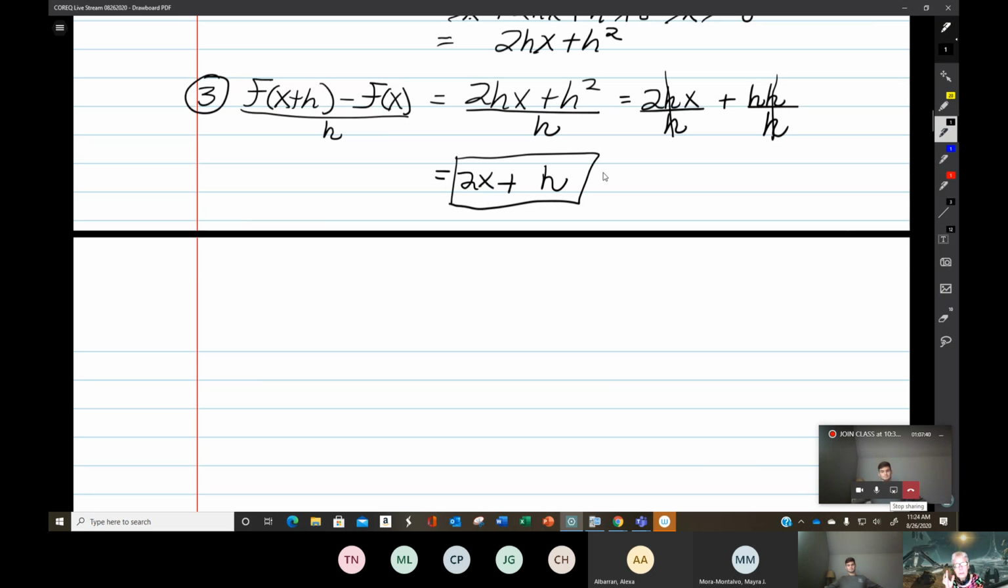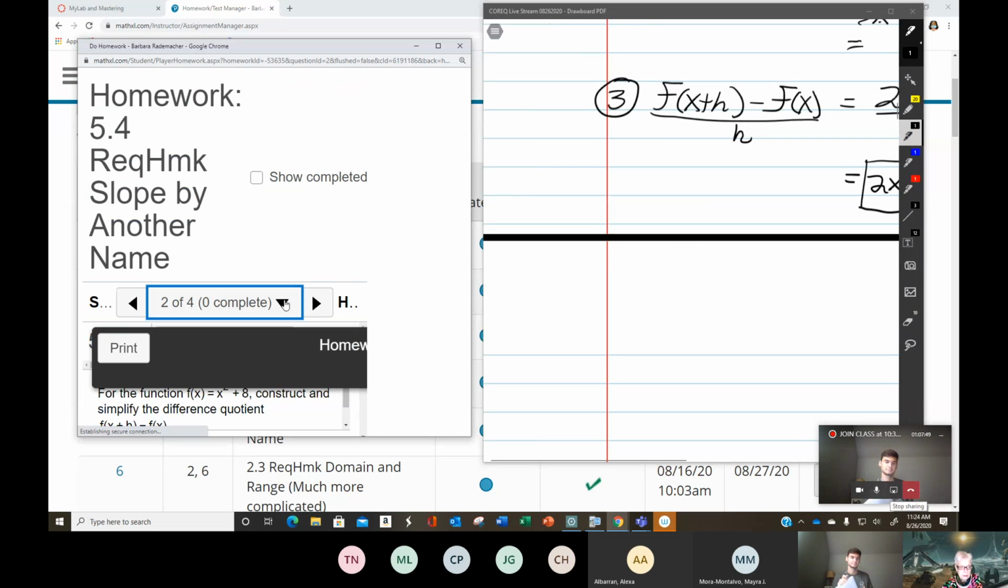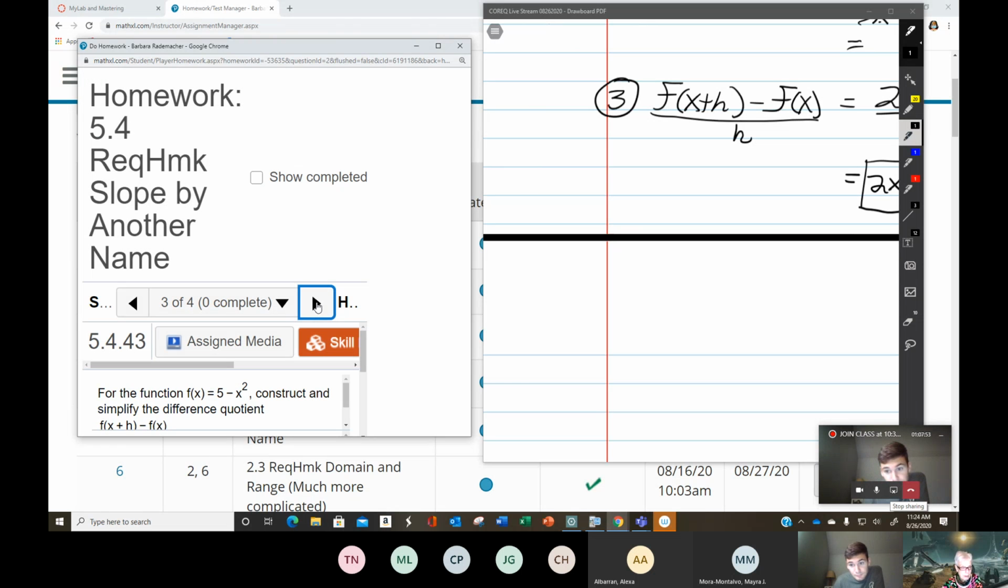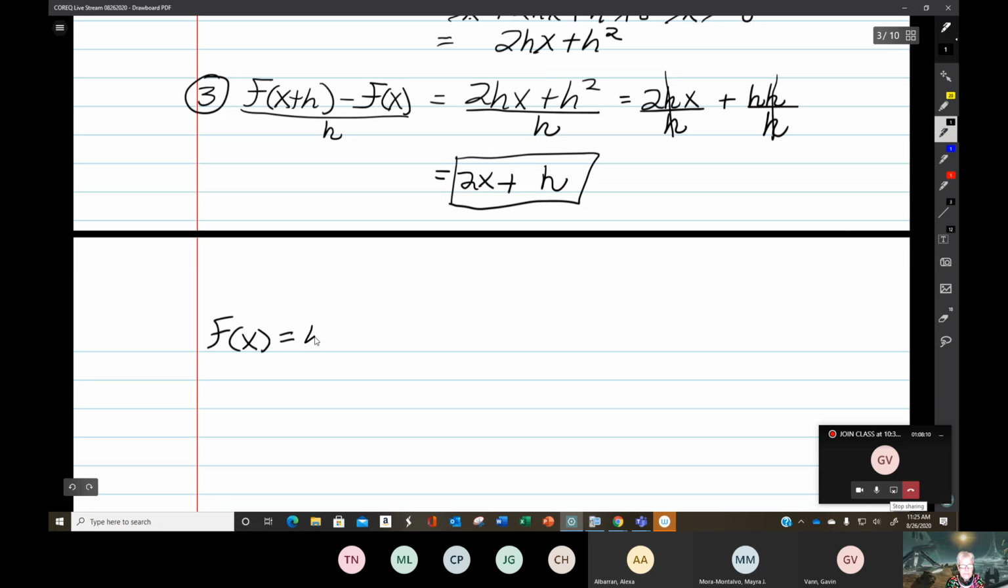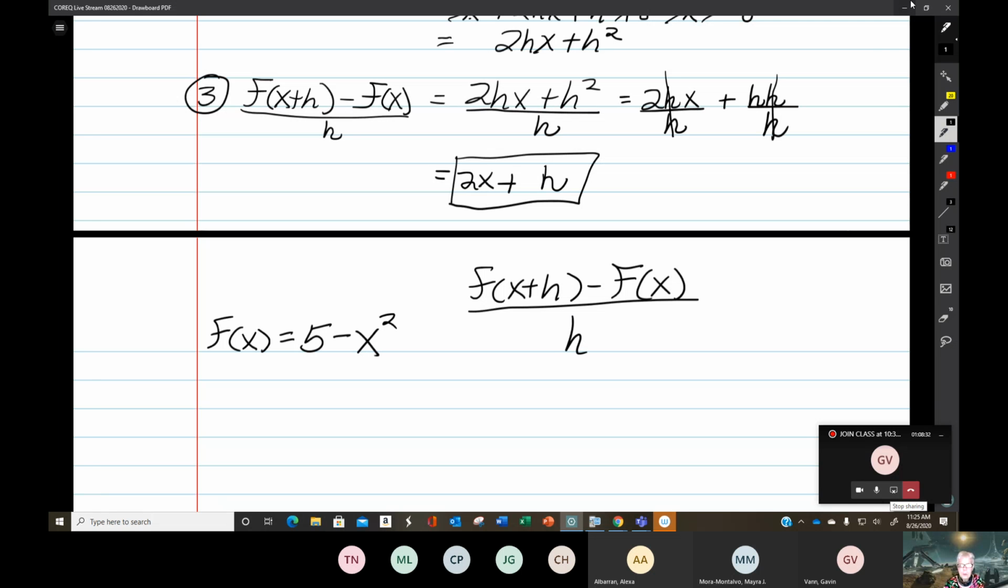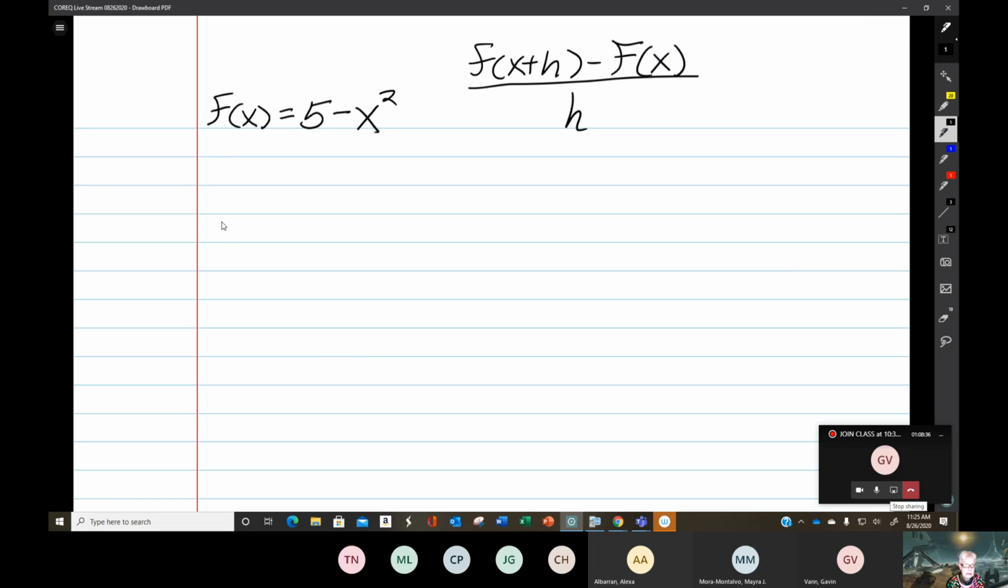Let's do another one, and then I'll open it up for questions. Okay, there. 5 minus x squared. We're going to do the same thing, but now with 5 minus x squared. So we have f of x equals 5 minus x squared, and we're going to find the difference quotient. I'm going to go through steps 1, 2, and 3 again, but this is going to be a little dangerous because of that minus sign right there.